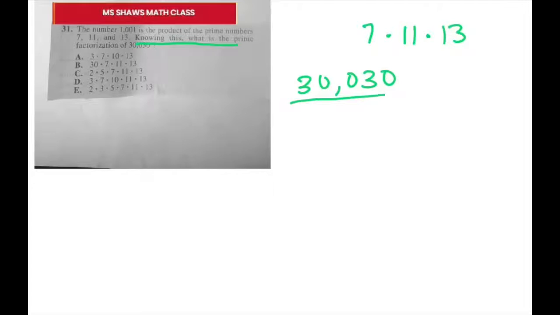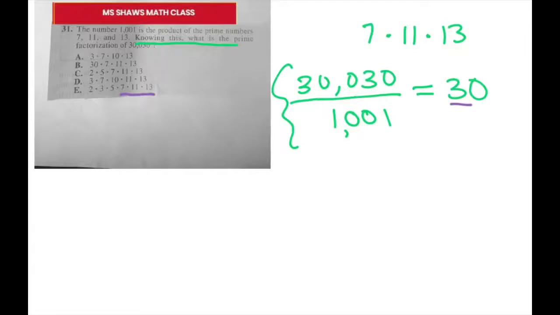And the last problem is number theory. So we know that the prime factorization of 1001 is 7 times 11 times 13. And knowing this, what's the prime factorization of 300,030? So I just divide that by 1001 and you get 30. You can just tell by looking if you want. So now we just need prime factorization of 30. And we're going to keep our 7, 11, and 13.